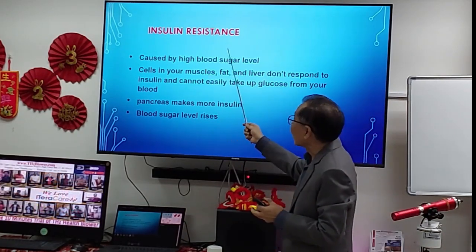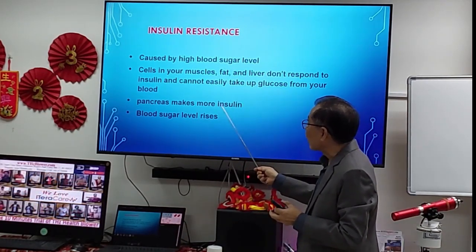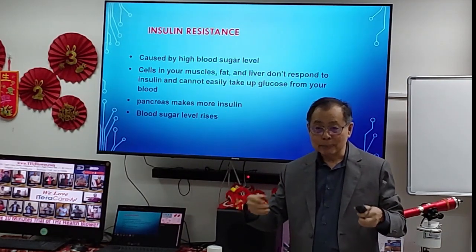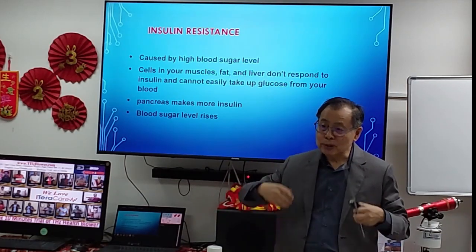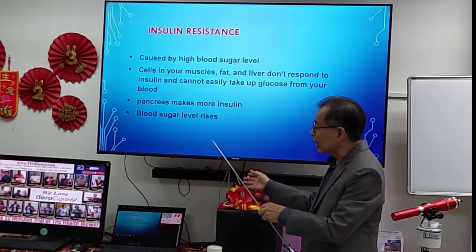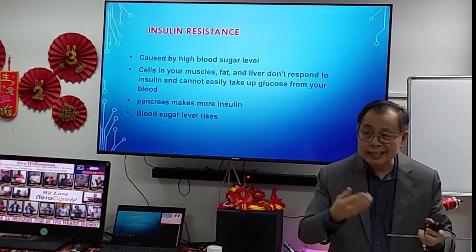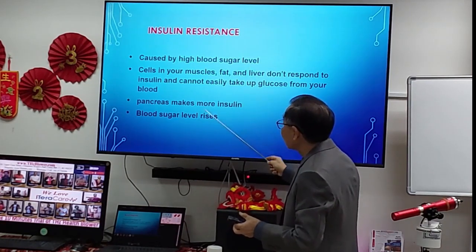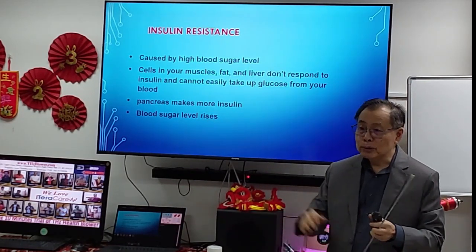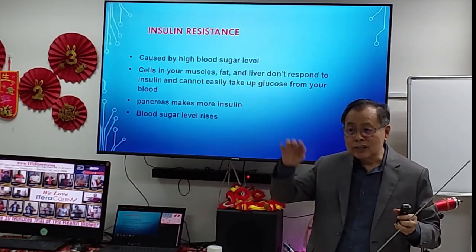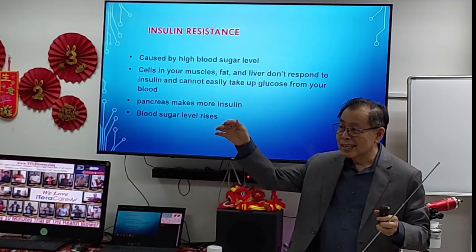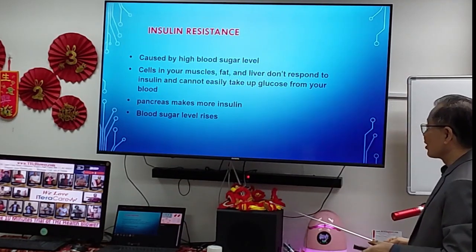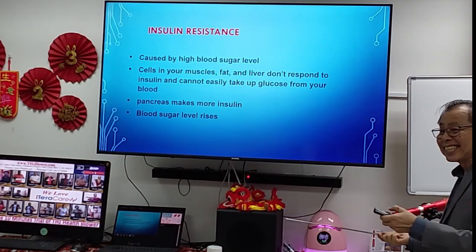So when blood sugar is high, what happens? Your pancreas makes more insulin because it's out of control. The pancreas is the organ that produces insulin to control your sugar. So if the sugar is out of control, you will produce more insulin in an attempt to control it. And because there's insulin resistance, your blood sugar rises. So you have this effect where the blood sugar is high, and your insulin level is also high. And that is essentially what diabetes is. Now, is it dangerous? I suppose it is, otherwise it wouldn't be a disease, isn't it?